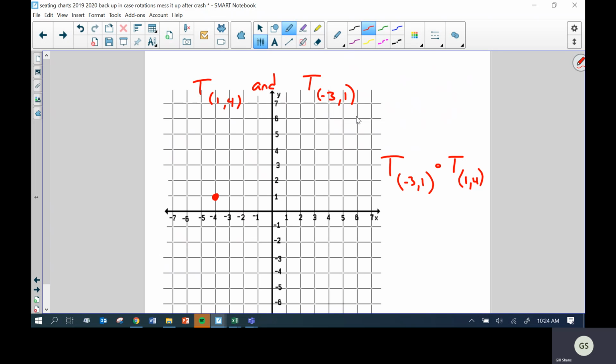So I need to say, all right, well, first I'm going to take that point and I'm going to move it. Which direction? How many?